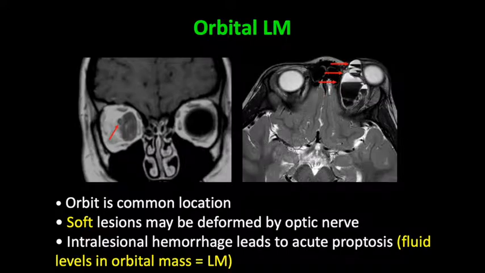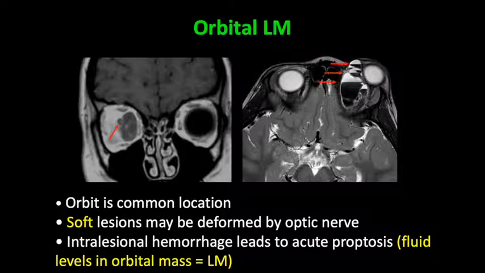Now, the orbit is another great place for lymphatic malformations, and these may be present and small for a very long period of time. Remember, these are soft lesions. The image on the left shows that the optic nerve is actually compressing or sort of distorting the lymphatic malformation, which really means that it's quite soft because the optic nerve is a pretty wimpy structure.